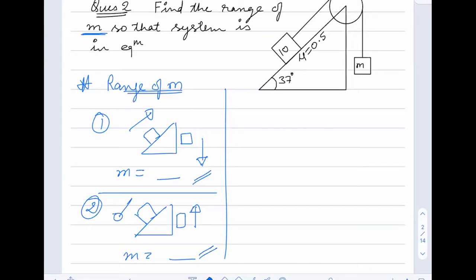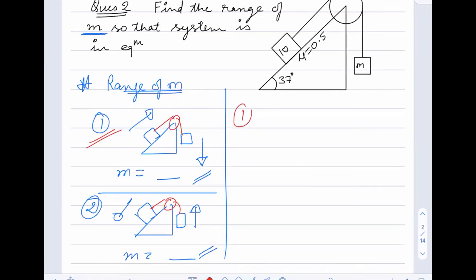I'll solve this question. Now see it. In this question, I have told you that whenever you have a range to solve, the question is what will be the range of mass so that this system is in equilibrium. So in that case, you will take that the mass here is at the pulley. So you will assume that this mass is moving downward, and you will calculate one mass corresponding to this. In another case, you will assume that this mass is moving upward, and then you will calculate the mass.